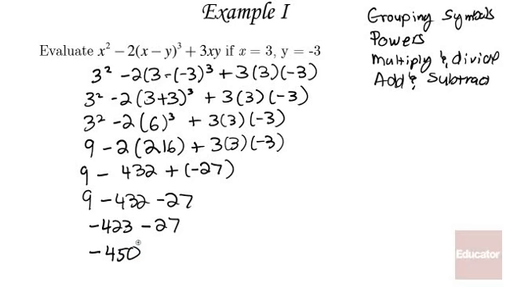So again, the first step was substituting in 3 and negative 3 for x and y. The next step was to get rid of my grouping symbols. Evaluate the powers, multiply and divide going from left to right, and I just had multiplication here, and then add and subtract going from left to right to get negative 450.